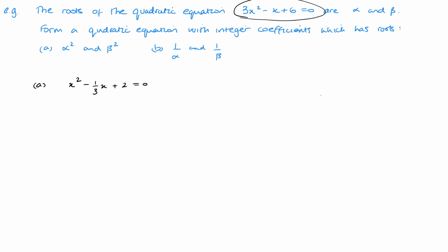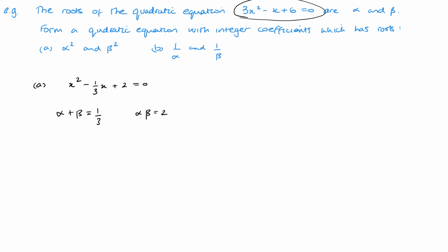Alpha plus beta is going to be that minus B over A, so that's just going to be 1/3, because we'll have minus minus 1/3. Alpha times beta is the product of the roots, so that's going to be C over A, which in our case is just going to be 2.